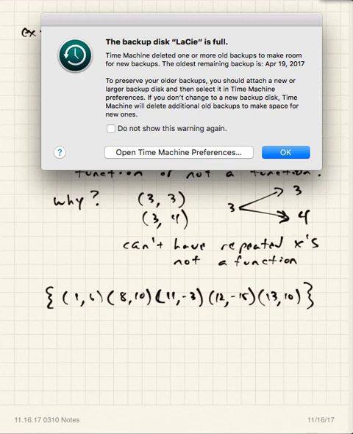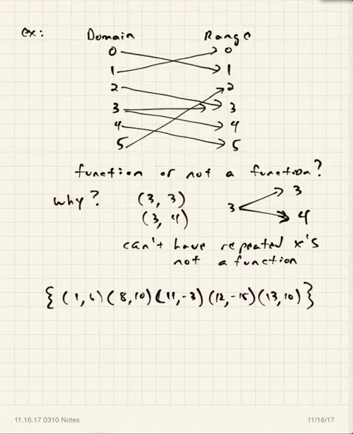Function. Yeah, function in this case. And so, yeah, definitely this would be a function, right? And in this case, we could say function, and we just simply write no repeated x's, right? All the x's appear just once, and that's really all you have to look at is whether there's any repeated x values here at all.